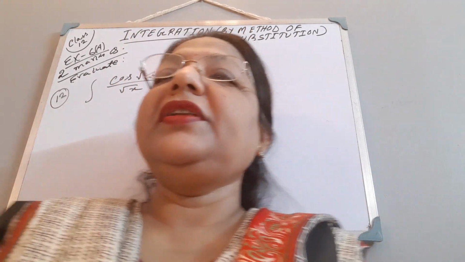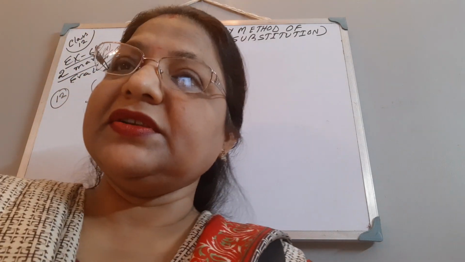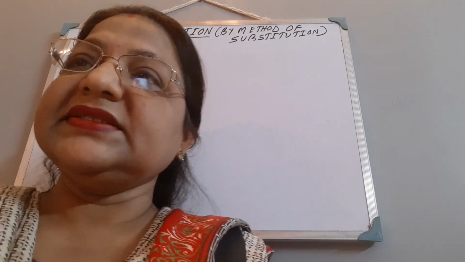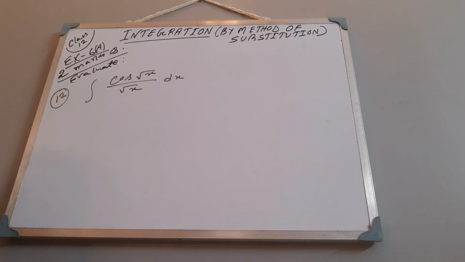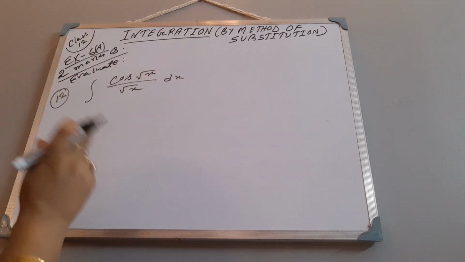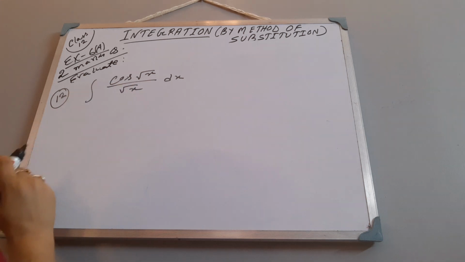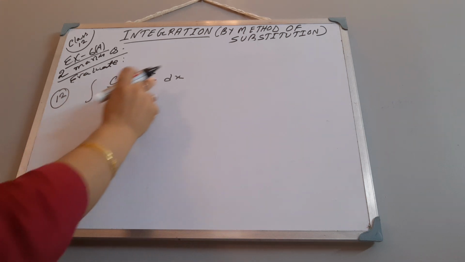Class 12, we have already started the exercise for the substitution method. Exercise 6A we have started, and we are continuing with the 2 marks questions. Up to sum number 10 was done in the last video. Now this is sum number 12: integral of cos root x by root x dx.